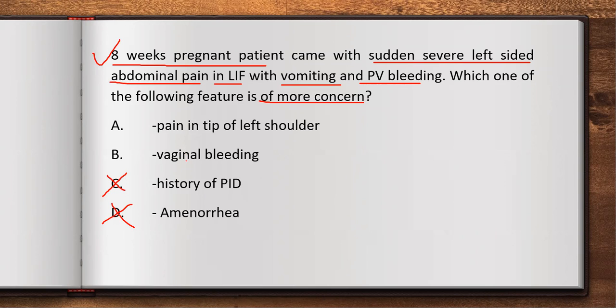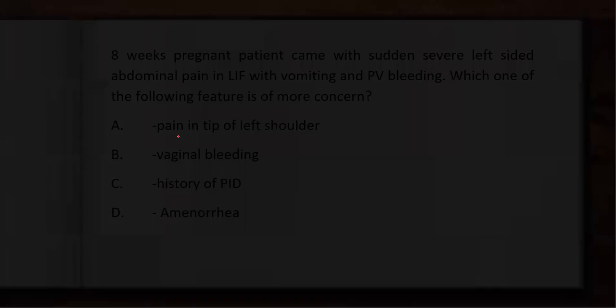Vaginal bleeding is a concerning factor, but just because vaginal bleeding is there doesn't mean it's the most concerning. Rather, pain referring to the tip of the left shoulder means the diaphragm is irritated by peritoneal fluid, most likely blood. If there is a ruptured ectopic pregnancy, there will be peritoneal irritation because of blood in the peritoneum, which we call hemoperitoneum. That blood can irritate the diaphragm and the phrenic nerve, and then you get referred pain in the tip of the left shoulder.